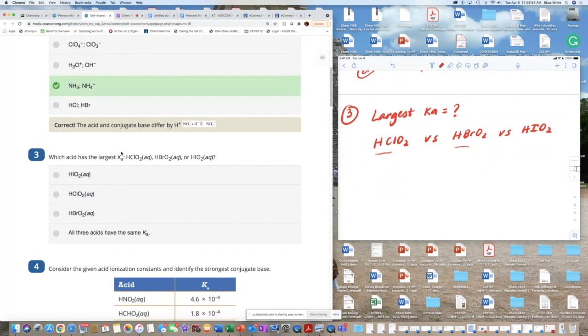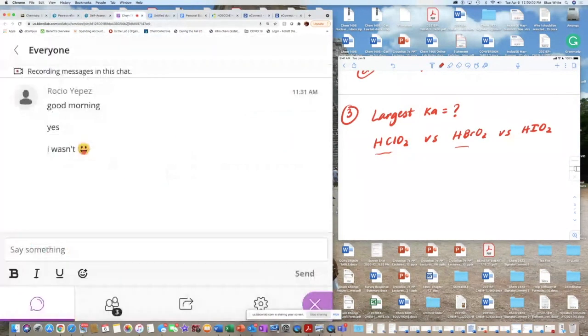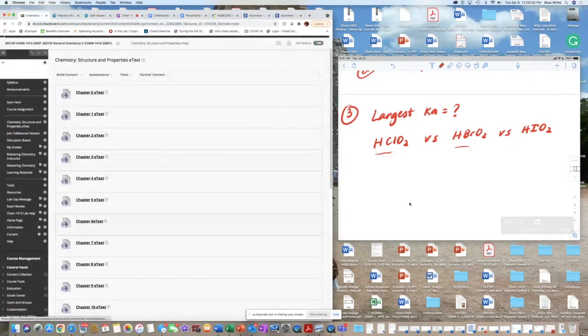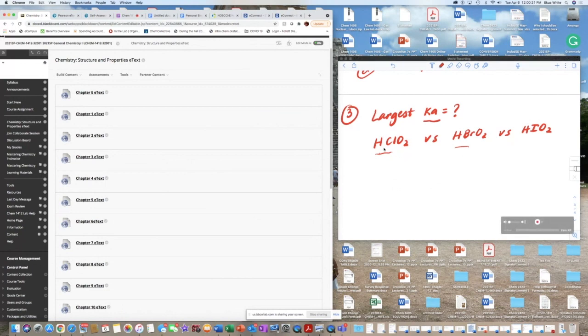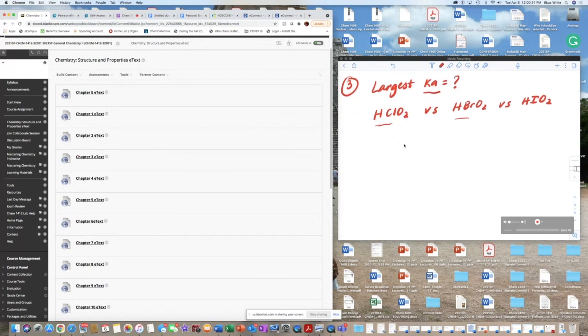Huh. Okay. Because for this one here, let me see what Rocio said. Okay, let's see. For this one here, when you're looking at Ka, there's a lot of things we have to combine, right? So let me show you why I'm about to go back to the chapter. First of all, we look at these. Oh, I'm sorry, it's HClO2. Yes.